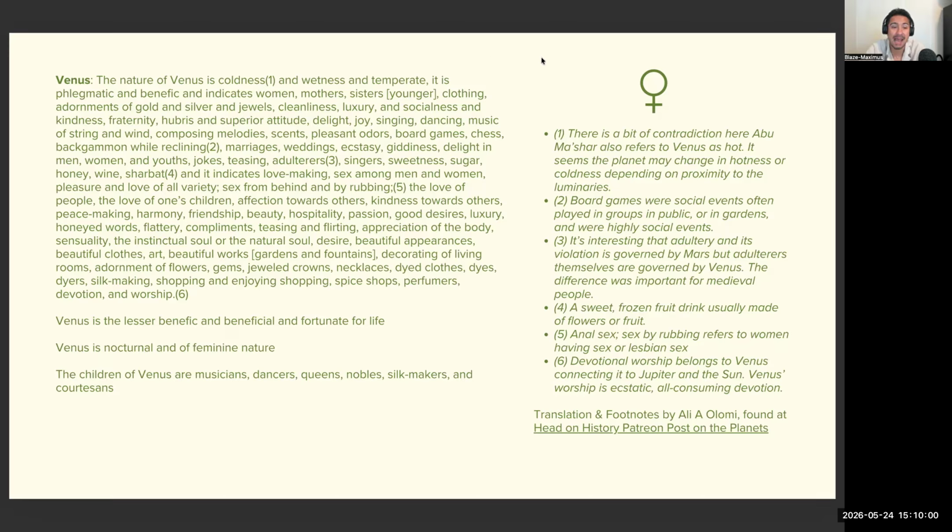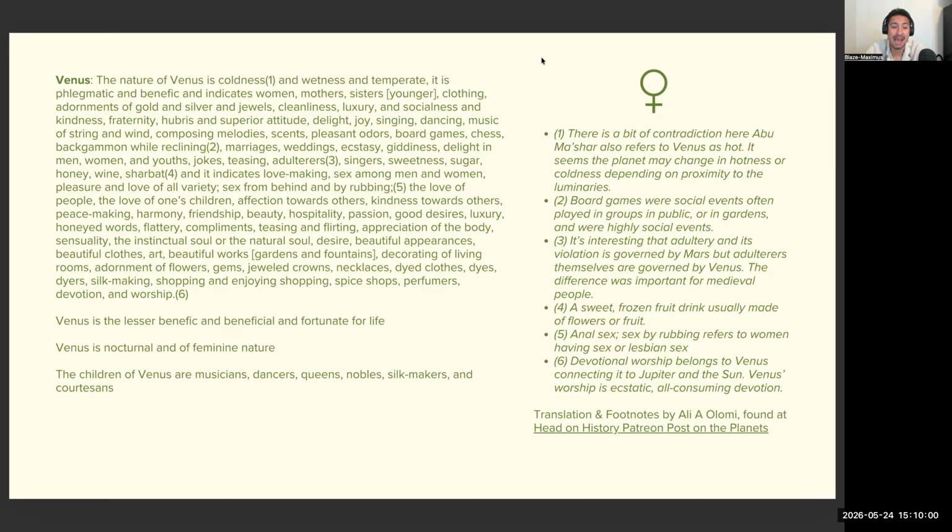Devotion and worship. And all sorts of devotion for Venus are ecstatic, all-consuming devotion in this case here. And Venus is said to be the lesser benefic and beneficial and fortunate to life, and it is nocturnal and feminine nature. And the children of Venus are said to be musicians, dancers, queens, nobles, silk makers, and courtesans.